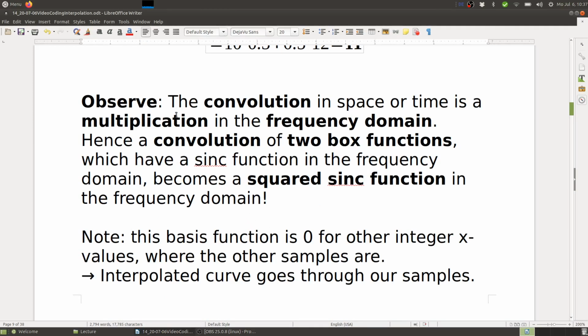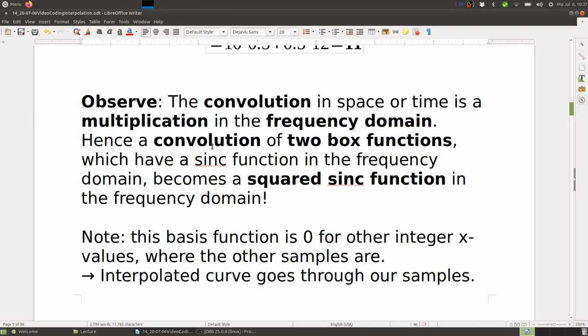Yeah, so observe the convolution here in space or time. What we just did here is a multiplication in the frequency domain, right? If you convolve in the time or space domain and go to the frequency domain, this corresponds to a multiplication. Convolution turns into multiplication. And hence a convolution of two box functions, as we just did to obtain the triangular function, which have a sinc function in the frequency domain. These box functions in the frequency domain are sinc functions.